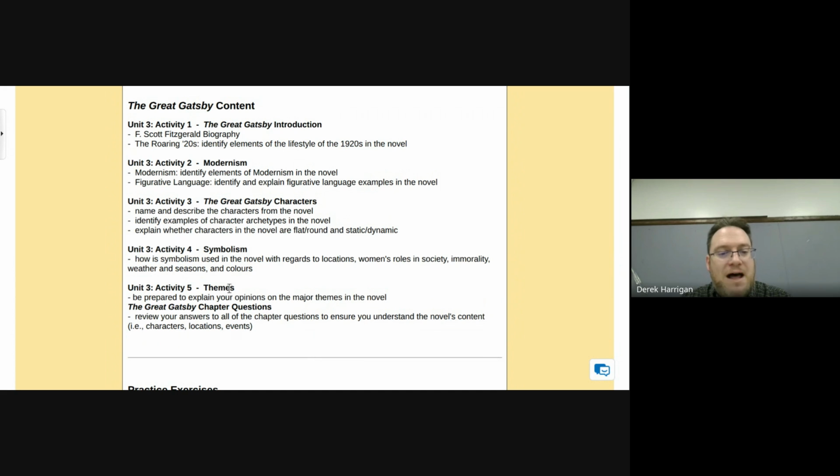Unit 3, Activity 5 was about themes. So that was last week, and I presented to you some themes that are important in the book. I can tell you this: on your final exam, you will have to write a paragraph answer on at least one theme from the novel.